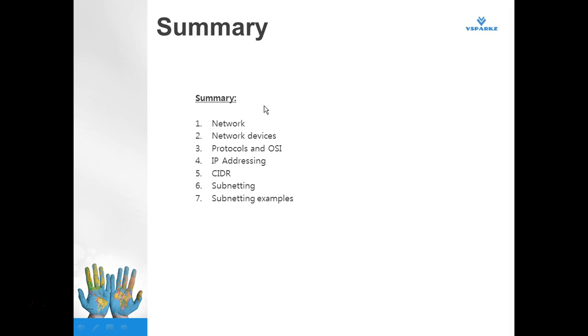So here's the summary of the things we have discussed so far. We have discussed what is a network, what is a network device, what is a protocol, what are OSI layers. The 7 layers of networking are called OSI. What is an IP address? What is CIDR? What was the problem before CIDR? And at last we discussed subnetting, how to subdivide a big network into bits and pieces, with 2 examples.